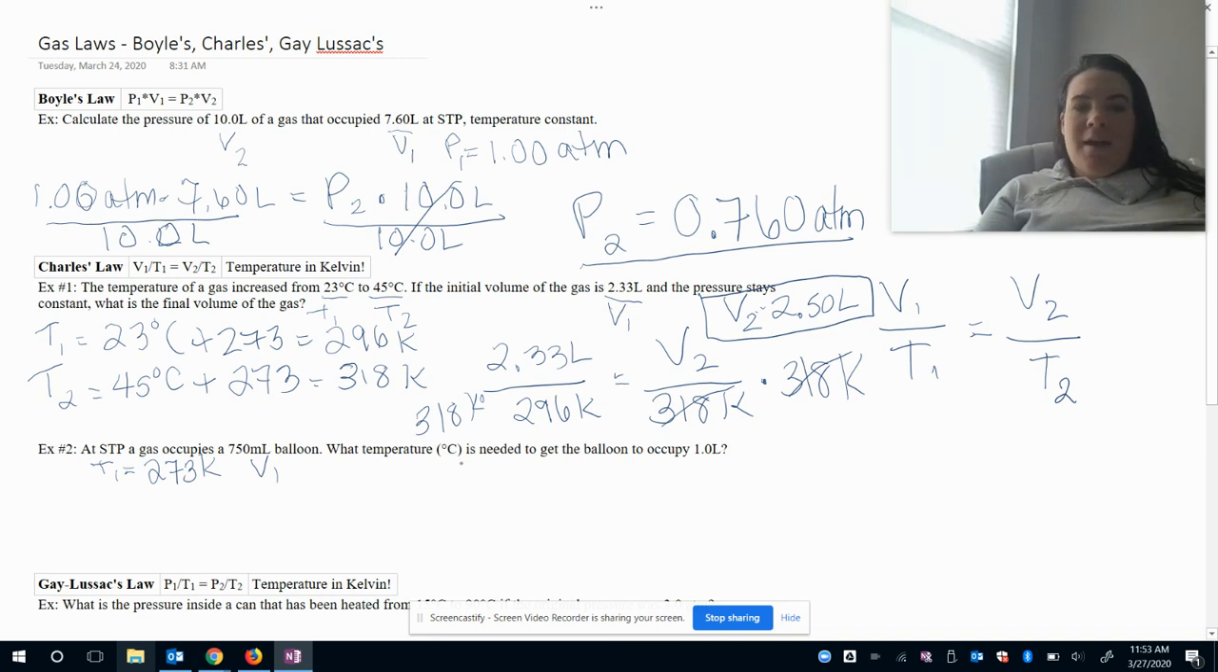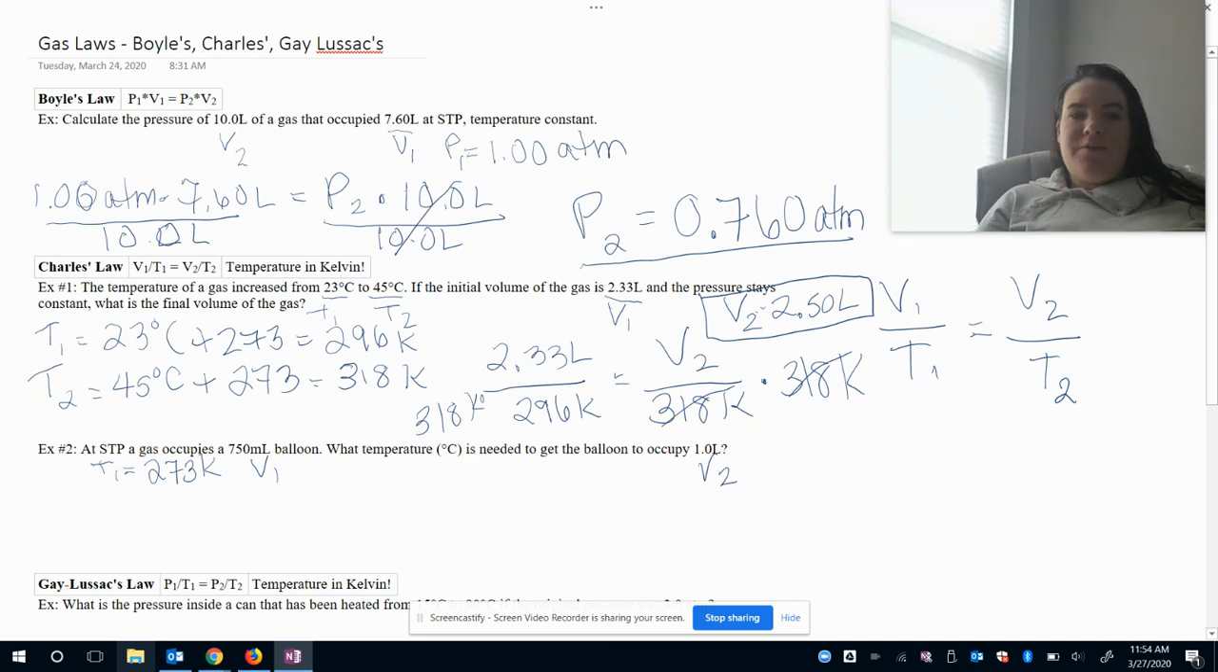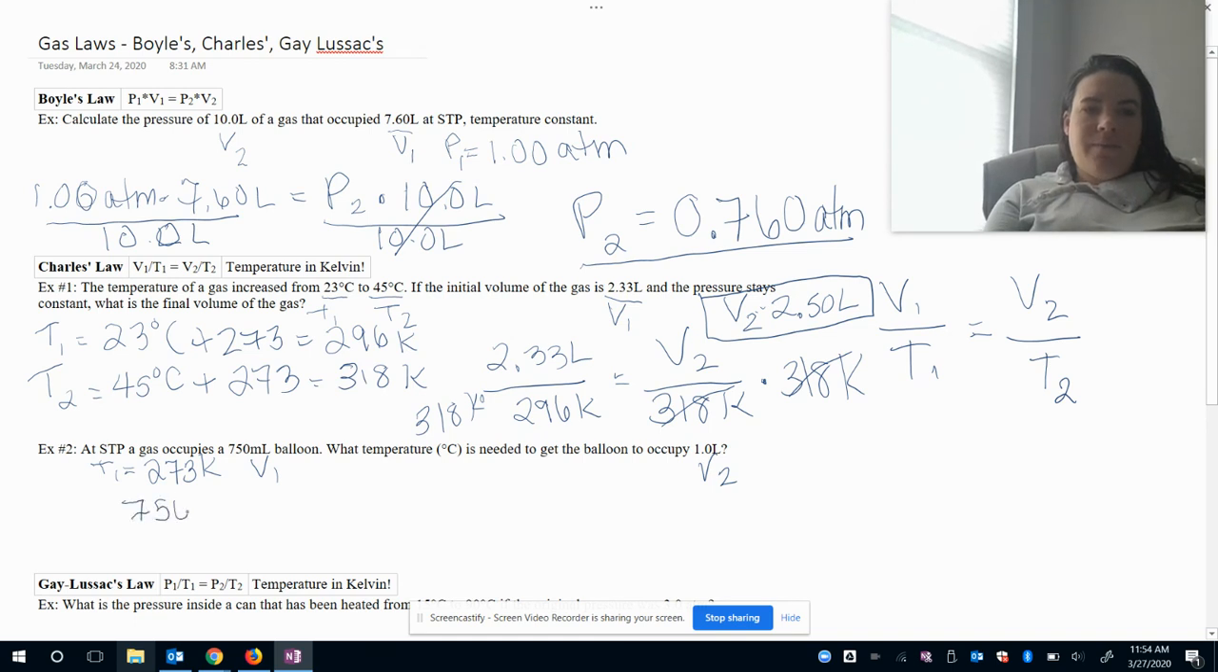Our answer at the end, we want in Celsius. We're going to solve for it in Kelvin, and then we'll subtract at the end. And then this number here is V2. So for this one, we're trying to find T2. So we'll plug in our numbers into this equation. V1 over T1 equals V2 over T2. So our V1 was our 750 milliliters over 273 Kelvin.